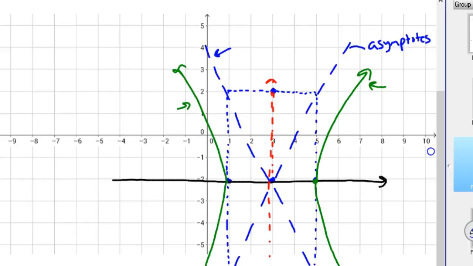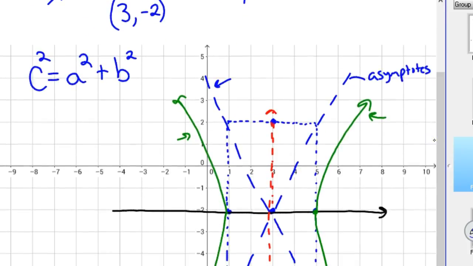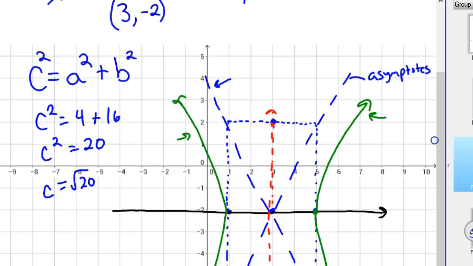So to find the foci, the distance to the focus from the center is almost the same as for an ellipse, but instead of subtracting a squared and b squared, we're going to add a squared and b squared. And so we know a squared and b squared are 4 and 16. So we would have c squared equals 4 plus 16. And so c squared equals 20. So c is equal to the square root of 20. And the square root of 20, that's about 4.5. You could find that if you wanted to. And again, I only do that so that we can get the rough sketch of it.